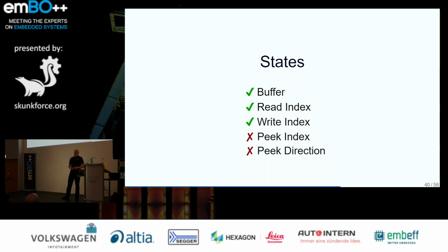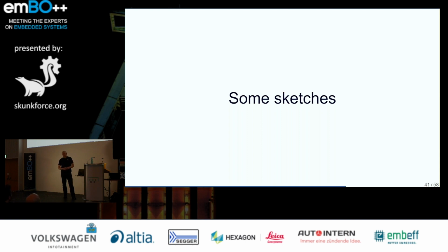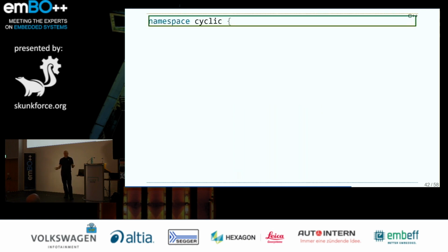Okay, so we feel confident now. Let's start sketching some code and try to make it better. So it's just my idea how to make it better. Your implementation will vary, but maybe I can give you some good suggestions. So first thing, let's start with putting everything in the namespace. So we call it cyclic, because that's the most generic thing I came up with. And now we don't have to prefix everything with ring or something else.